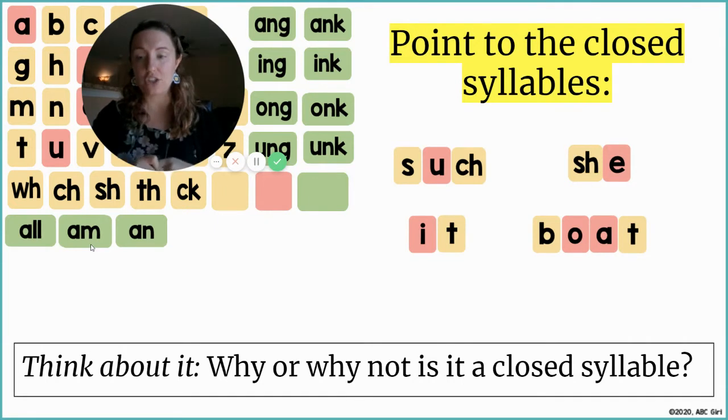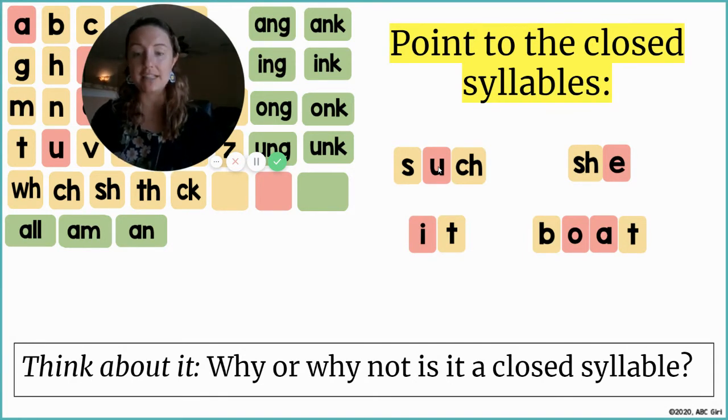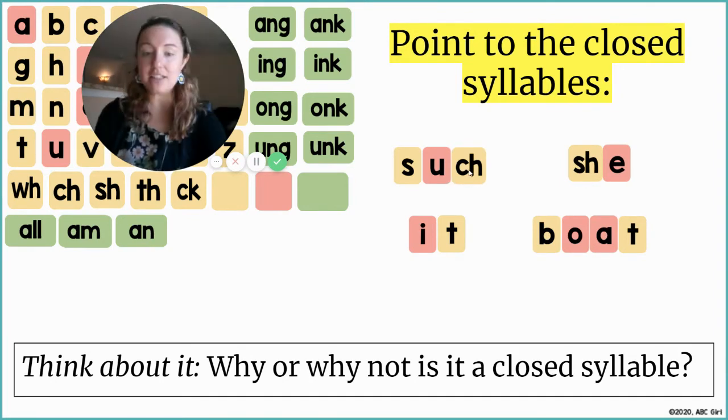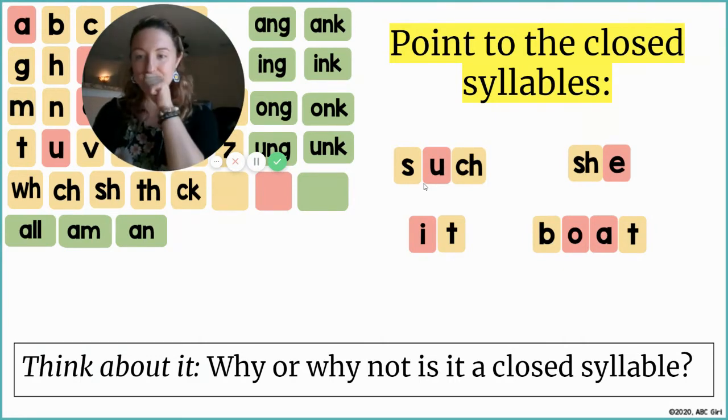The word "such," let's look at it. Does it have a short vowel? Well, when I say "such," the U is pronounced "uh," which means it's a short vowel. So yes. Is it closed in by consonants? It is. So yes, "such" has a closed syllable.